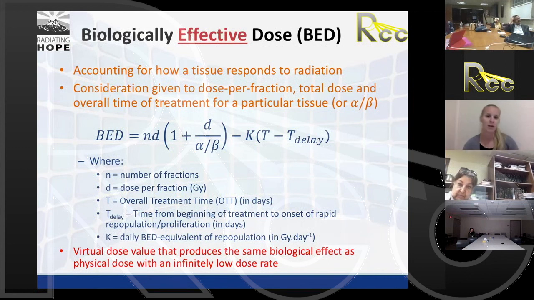So the biologically effective dose is a little bit like a virtual dose, and this is producing the same biological effect as what we call our physical dose, so what we call our prescription, but with a dose rate that is infinitely low. Okay, this will make more sense in a few minutes when I talk about an equivalent dose. But just keep in the back of your mind that this biological effective dose is with an infinitely low dose rate.